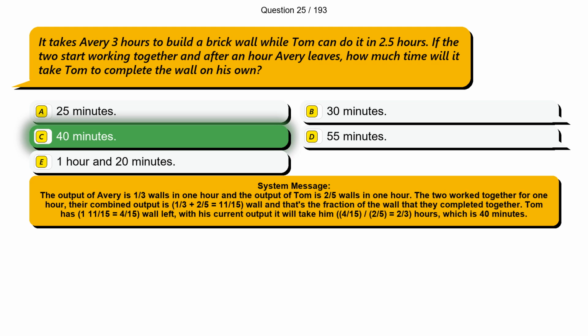The output of Avery is 1/3 walls in 1 hour and the output of Tom is 2/5 walls in 1 hour. The two work together for 1 hour, their combined output is 1/3 plus 2/5 equals 11/15 wall, and that's the fraction of the wall that they completed together. Tom has 1 minus 11/15 equals 4/15 wall left. With his current output it will take him 4/15 divided by 2/5 equals 2/3 hours, which is 40 minutes.